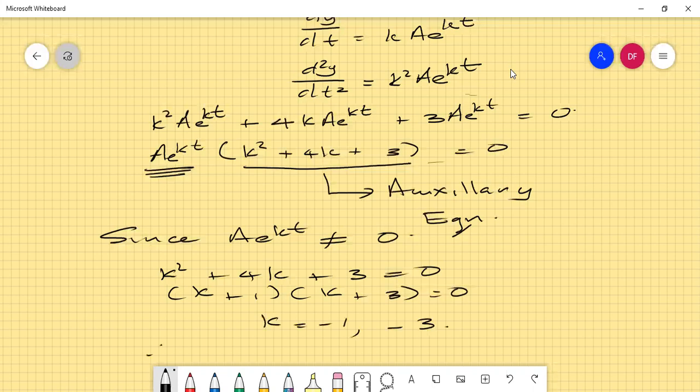So therefore, I find what my y is. My y is a, call this a1, e to the k, now is -1. And we have two answers. So therefore, we are going to write down our most general solution as the sum of these two answers. So I write down a constant, which I'm going to call a2, e to the -3t. That's the next value I find for t.